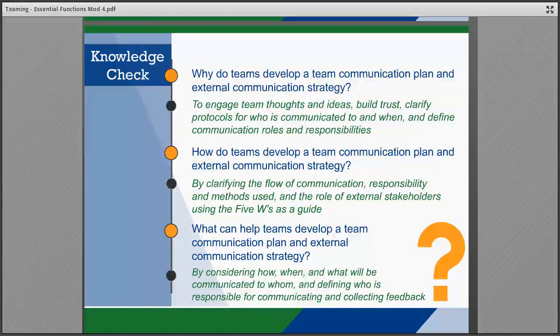Now, take this a step further by reviewing the reflection questions and practice exercise for develop team communication plan and external communication strategy in your teaming workbook. Up next is working together to guide the implementation process, the 5th function in teaming for change and implementation.